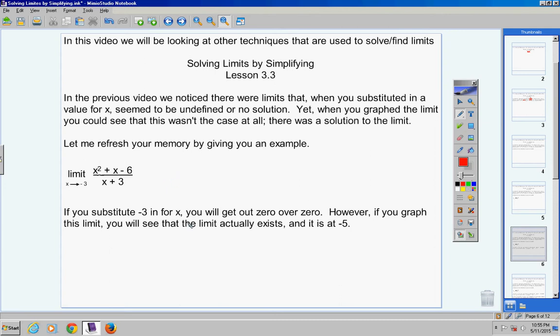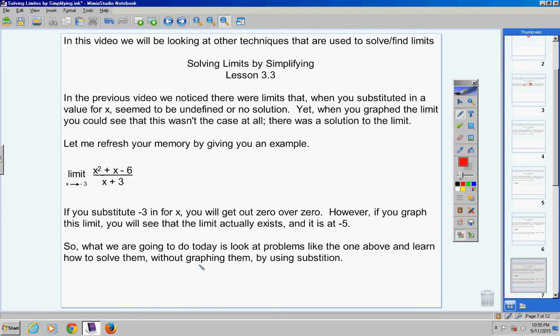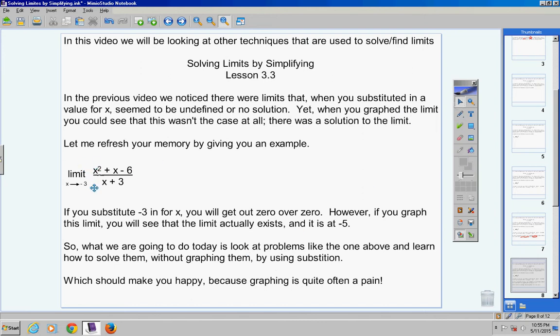Well, yesterday we graphed those. What we're going to do today is take problems like the one above and learn how to solve them without graphing them. We're still going to use substitution. We're not going to graph them. This should make you happy, guys, because graphing is quite often a pain. We're going to learn how to solve these limits in another way other than graphing. So let's jump in. It's going to be a pretty short video today, 2 problems, and we're finished.